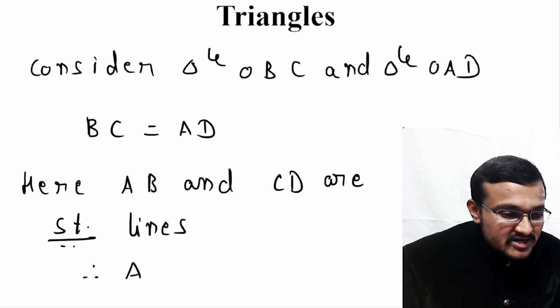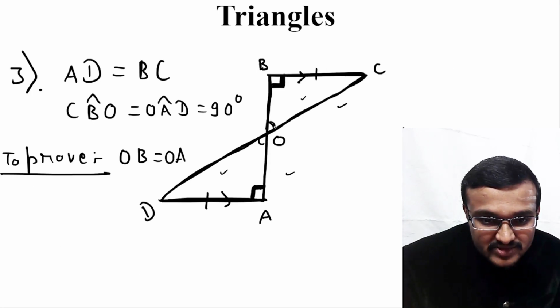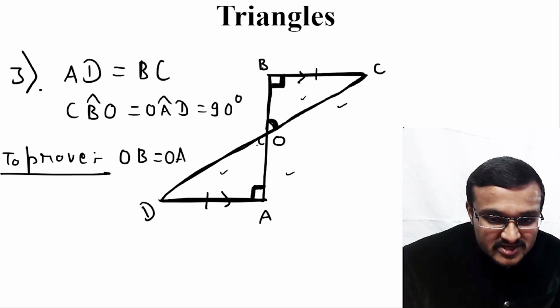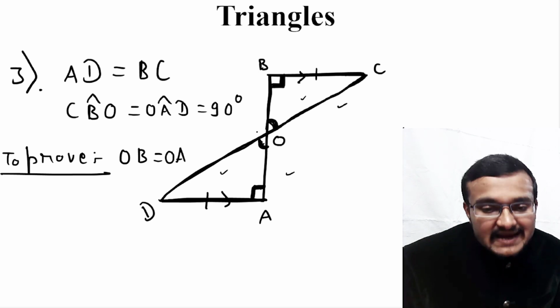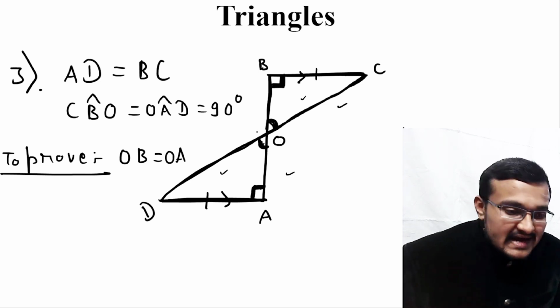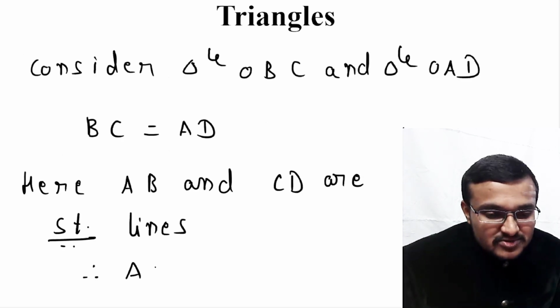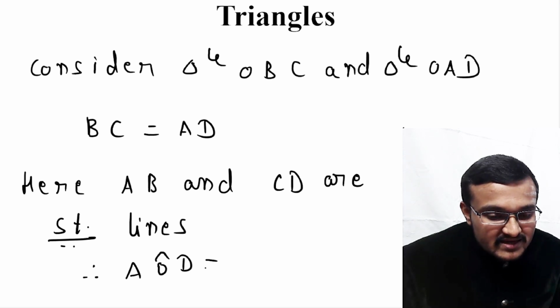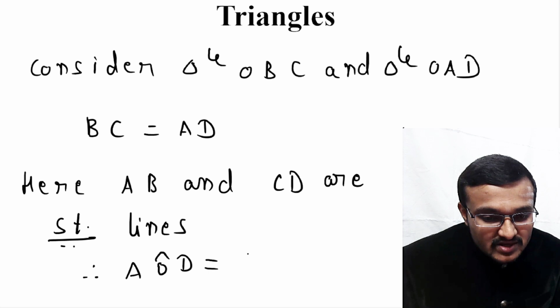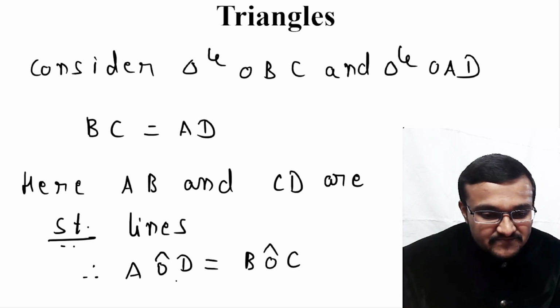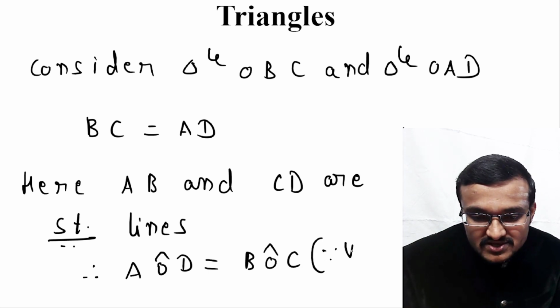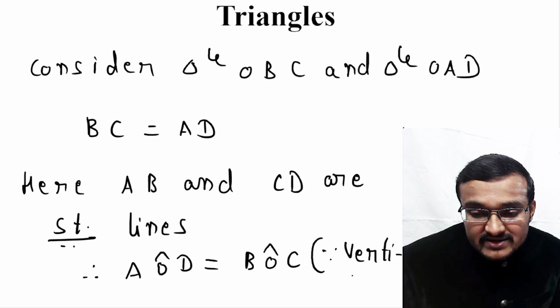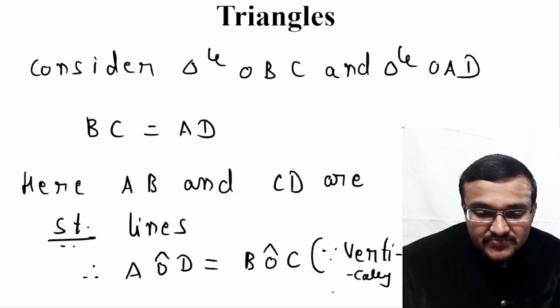therefore this particular angle BOC and this particular angle AOD act as vertically opposite angles. Because they are vertically opposite angles, they will be equal to each other. So angle AOD will be equal to angle BOC, because these two are vertically opposite angles.